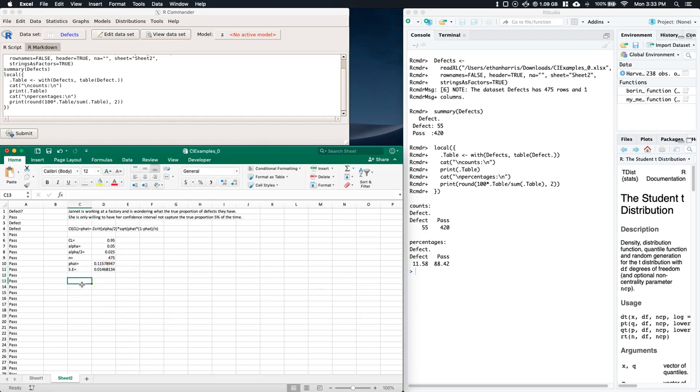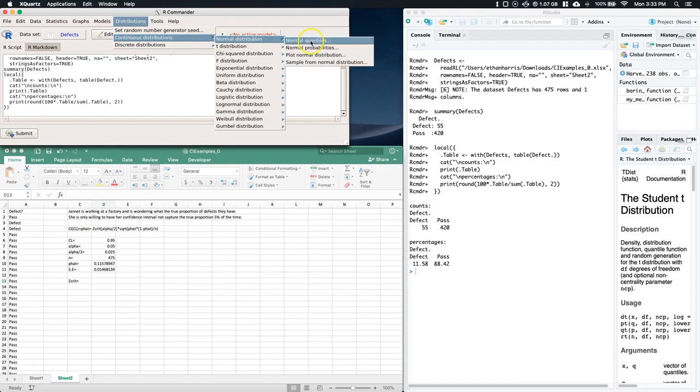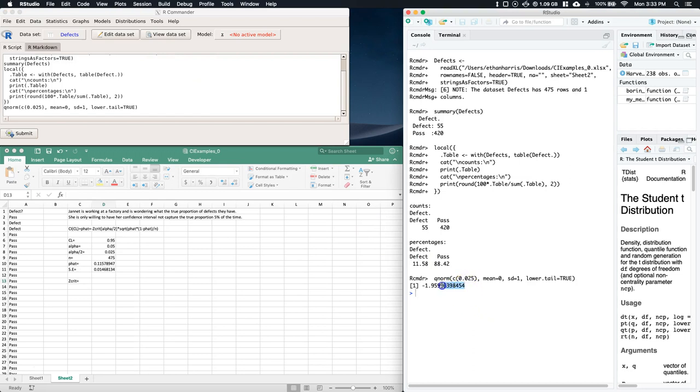So now we need to go ahead and find our z critical. All right, so let's go over to R Commander, distributions. We're dealing with a z critical, so we can use our normal distribution, go to normal quantiles, and now we need the probability. So we need to put in that bracket that says alpha divided by 2. Great. We can do 0.025, because that's our alpha divided by 2. And we'll click OK. Let's highlight this, copy it, and bring it over. And that's the number of standard deviations that we are interested in.